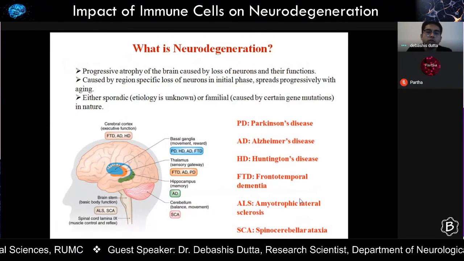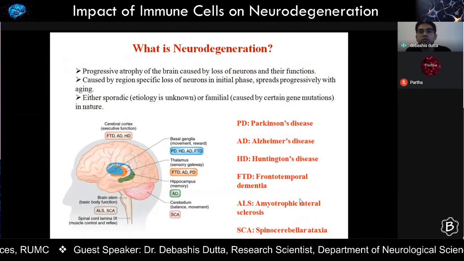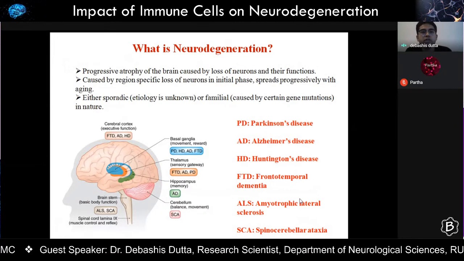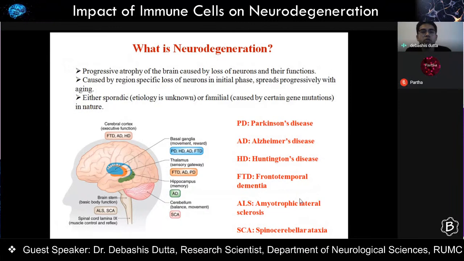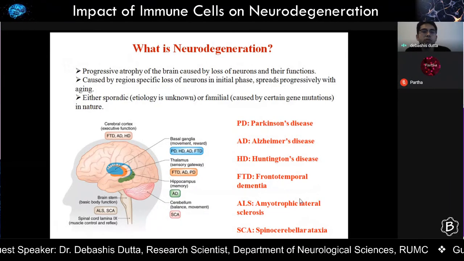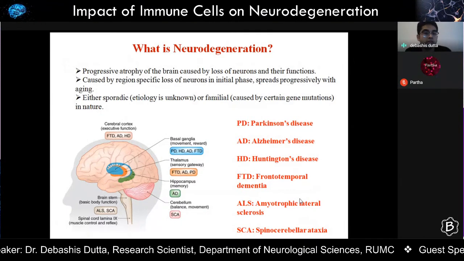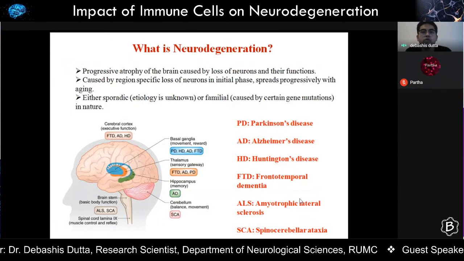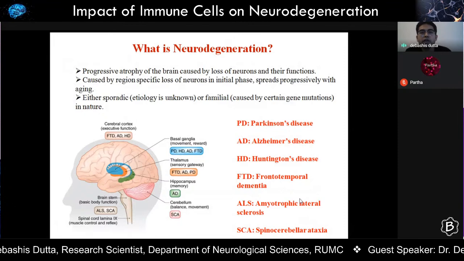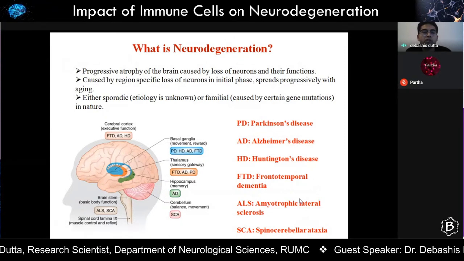Neurodegeneration, when it happens, causes progressive atrophy of the brain. The brain size reduces, and it is caused by a specific loss of certain neurons, maybe in a certain localized area of the brain at the initial phase, which progressively spreads throughout the brain with aging, and which results in the total atrophy of the brain and loss of function.